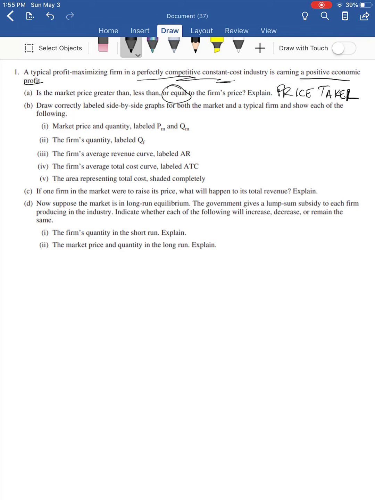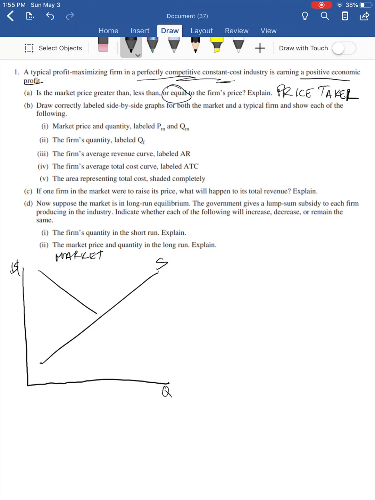Then it wants us to do a side-by-side graph. So I'm going to draw the market graph here. It's going to take a little bit of time to go through and label and draw these out. We've got the supply in the market, the demand in the market, and our equilibrium. The price in the market is set right here by the supply and the demand in the market, and the quantity in the market.